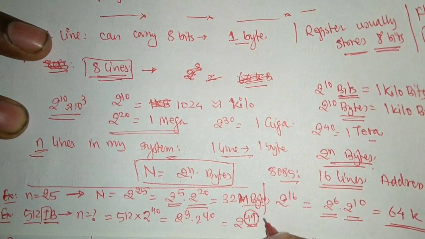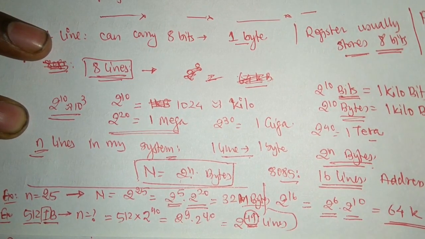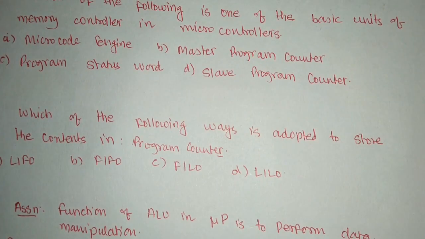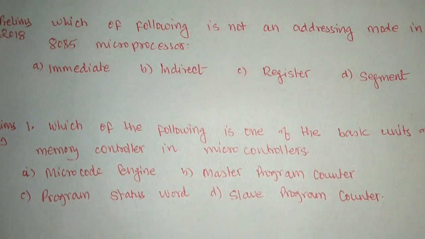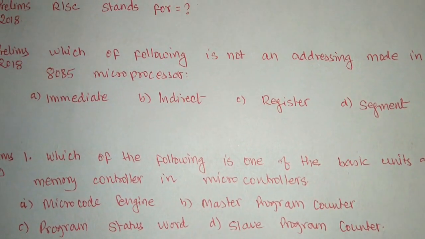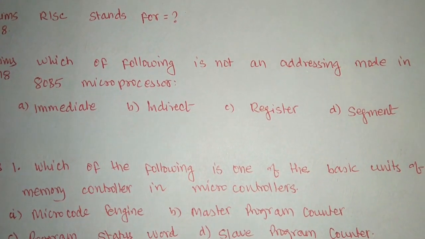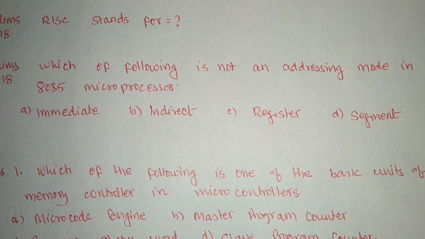Okay, so that will be our answer over here, 49 lines. So that way we can calculate a relationship between the number of lines and the memory that our system can store or that our system can access. Now if we talk about the previous year questions from the topic of microcontrollers and microprocessors, the introduction part, we already saw certain questions. Now the remaining questions we are going to discuss here.